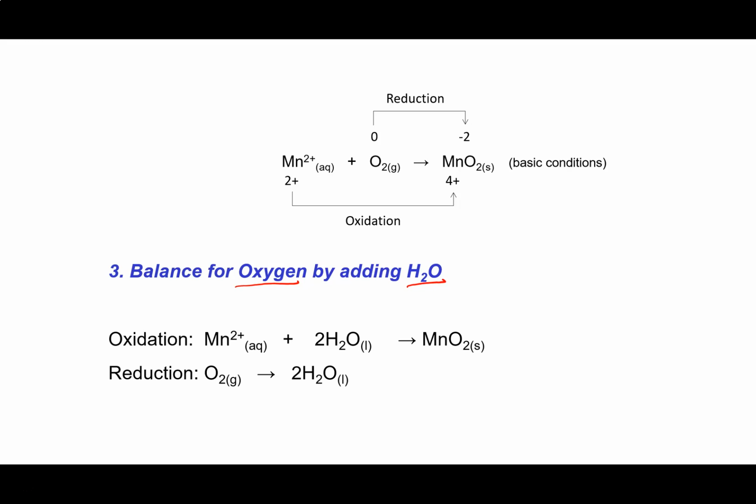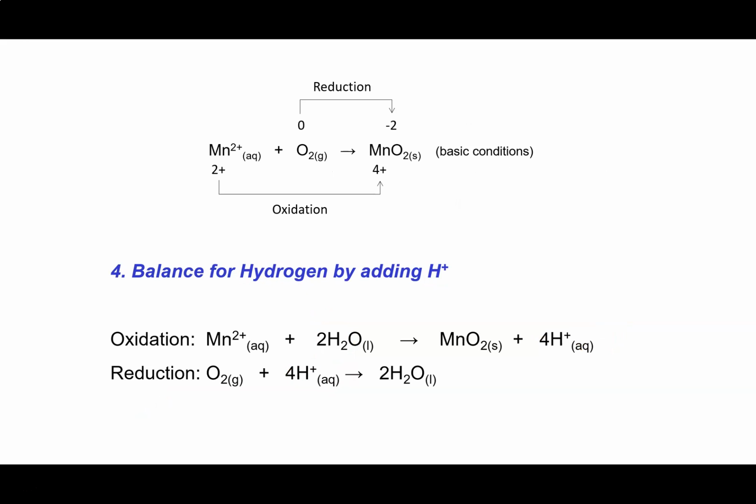So our next step, what was it? Balance for hydrogen by adding H+. If you look here, I've got 4 hydrogens on the left in this one, so I'm going to have to add 4H+ over here, and then I've got 4 hydrogens on the right here, so I'm going to have to add 4H+ on the left. So balance for hydrogen by adding H+, I need 4 on the right and 4 on the left. Now all of my atom types balance, right? My non-oxygen, non-hydrogen atoms balance, my oxygens balance, my hydrogens balance. I've got all of that figured out.